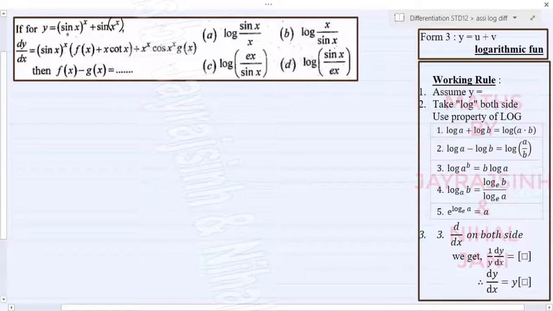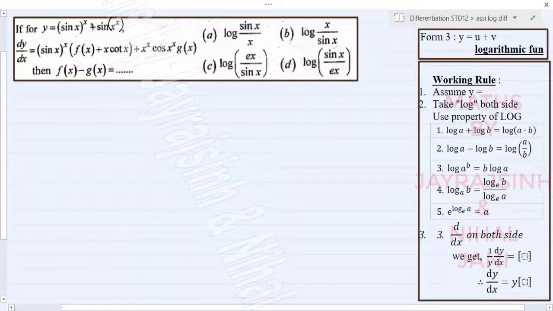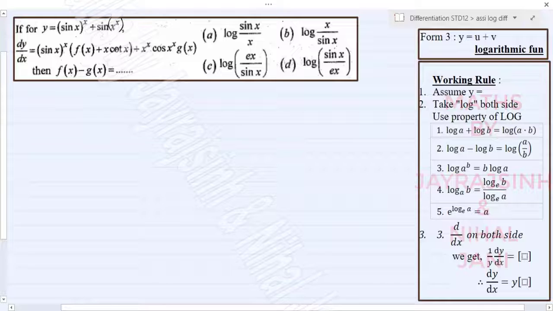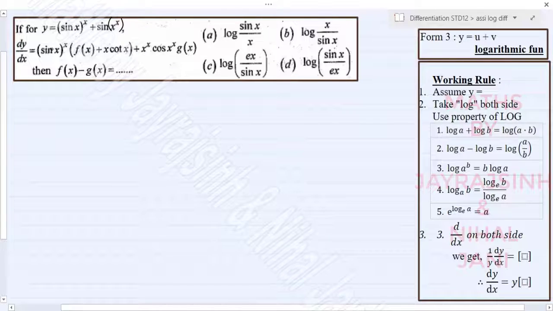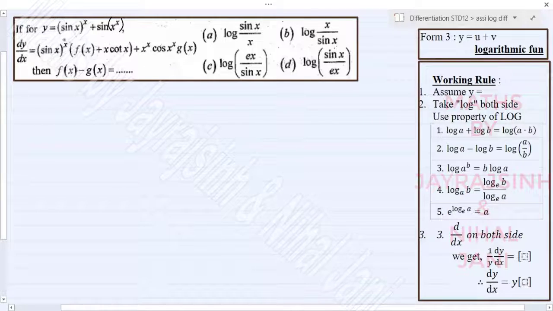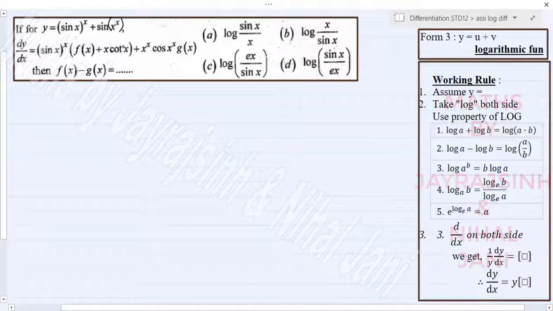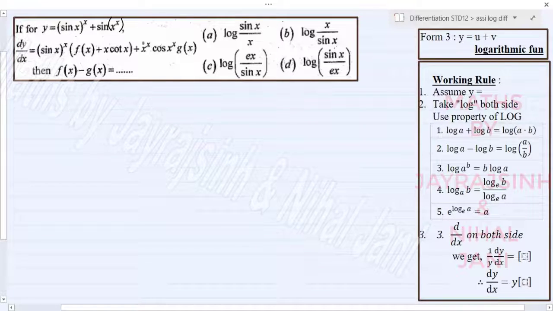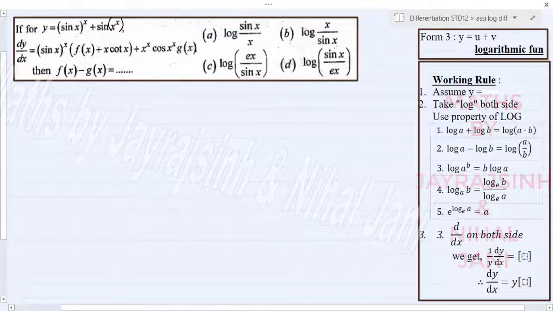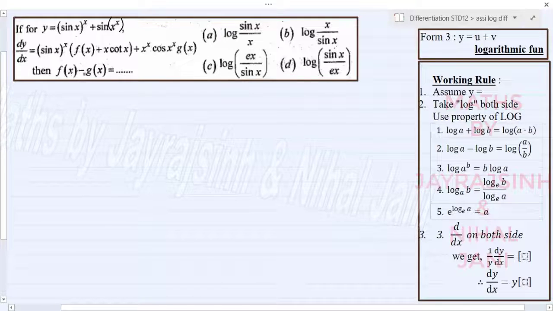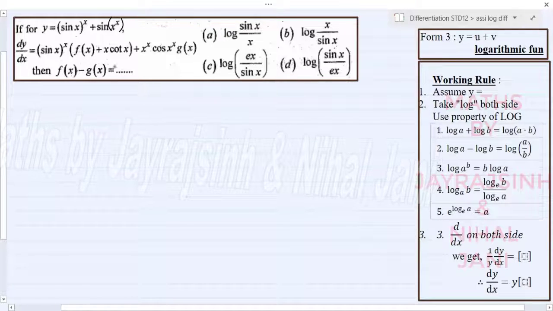If for y is equal to sin x whole raised to x plus sin x raised to x, we have dy by dx is equal to sin x whole raised to x into f(x) plus x cot x plus x raised to x cos x raised to x into g(x). Then we have to find f(x) minus g(x).